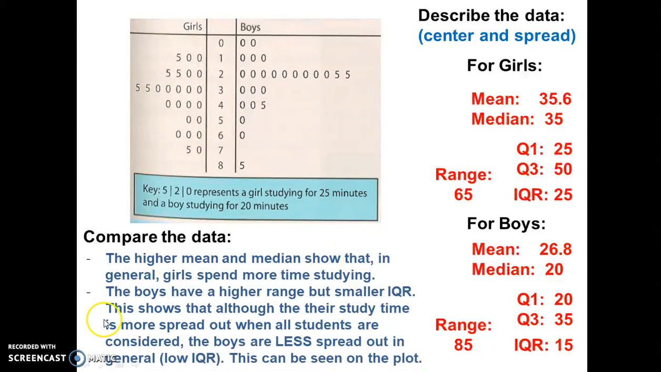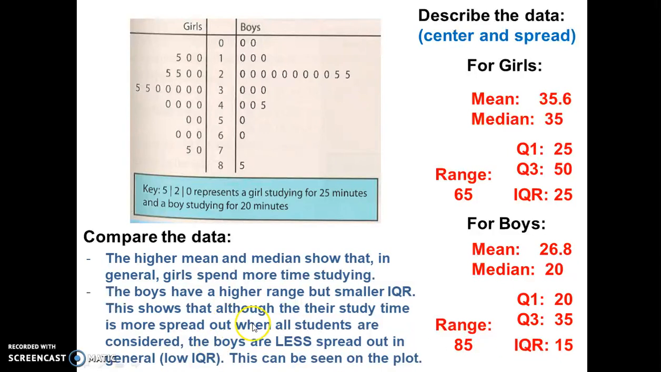And the second main point, which might be a little harder to see: the boys have a higher range but a smaller IQR. Let's take a look. The boys have a range of 85 because we had from 0 to 85, but their IQR is smaller. Both of these are supposed to show how spread out data is. This number tells us the boys' data is more spread out, but this number tells us the boys' data is less spread out, because this range is greater than that, but this IQR is less than this one. So what's the truth about the boys? Is their data more spread out or less spread out?